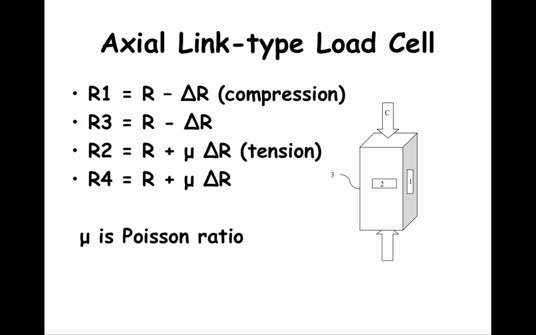This slide shows how the strain gauge resistances will change with a compressive load. R1 and R3 are in compression, and the resistances will be R minus delta R. R2 and R4 will be in tension, and the amount of tension is based on Poisson's ratio, so we multiply delta R by mu. R2 and R4 are equal to R plus mu times delta R.